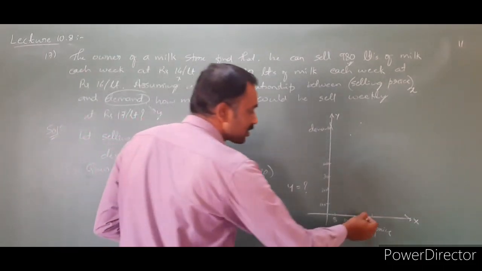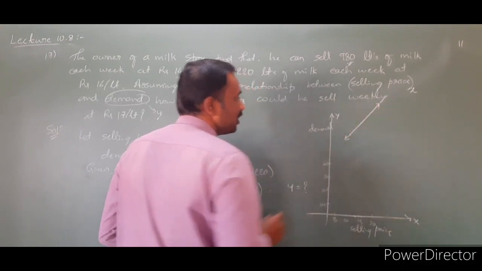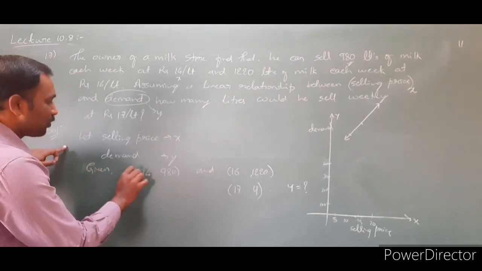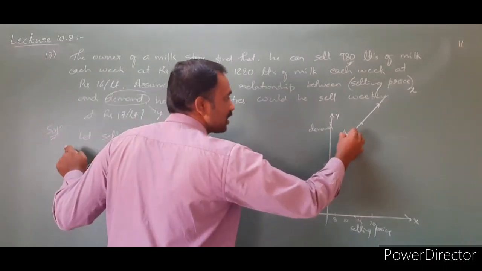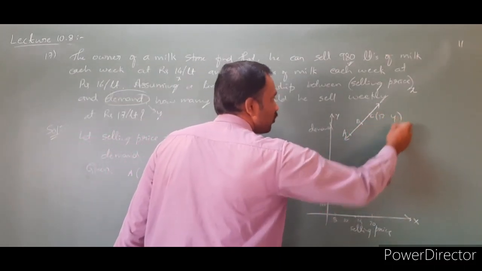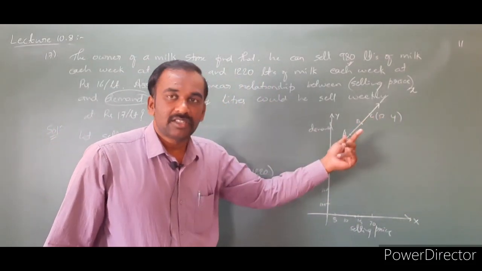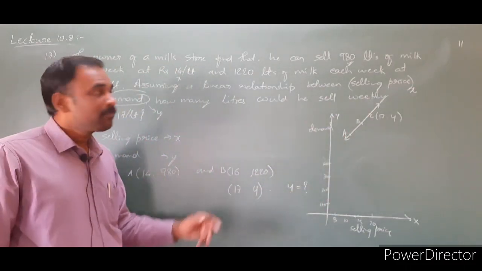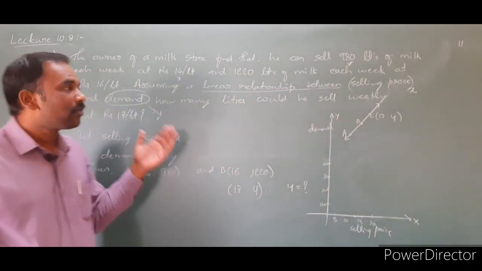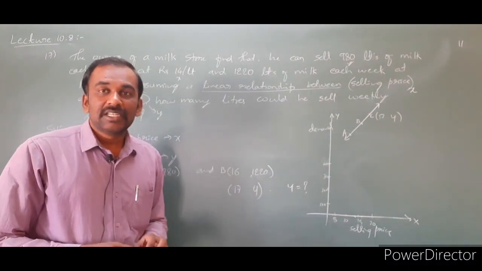Next 17 rupees, here it is a linear relationship. Here it is a point, here it is one point. I just name this point as A, this point as B. C is here, 17 comma y value, we don't know, that one only we need to find. These 3 points lie on the same line. Why? Because they are telling that there is a linear relationship between the selling price and the demand. That means obviously those lie on the same line.